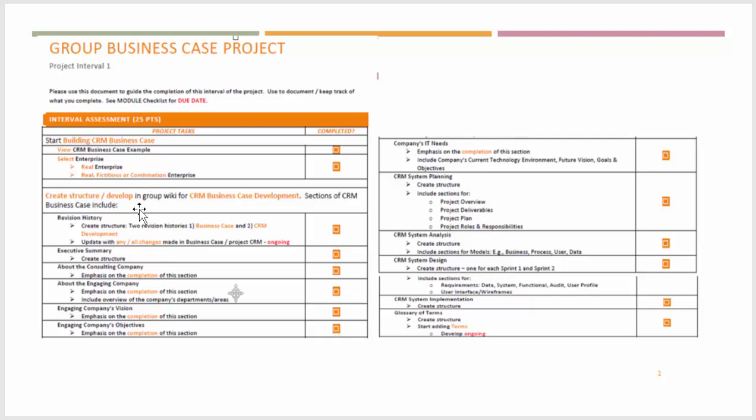You'll also be asked to create the structure and develop in your group wiki on your SharePoint site for your CRM business case development. The sections that you will be creating are outlined in this document. You'll have a revision history section that has two different revision histories, one for the business case itself and the changes that you're making on your SharePoint site, and another one for the development that you will be doing within the CRM system. You will create the structure for the executive summary. You are not being asked to complete the executive summary section, just creating the structure out on your SharePoint site.